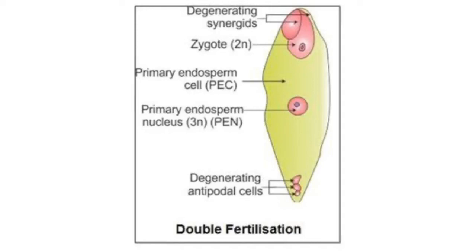Now after triple fusion, what happens? The central cell becomes the PEC, the primary endosperm cell, which gives rise to the endosperm, while the zygote develops into the embryo. As syngamy, in the first male gamete, and triple fusion, in the second, both occur in the embryo sac, the phenomenon is termed double fertilization.